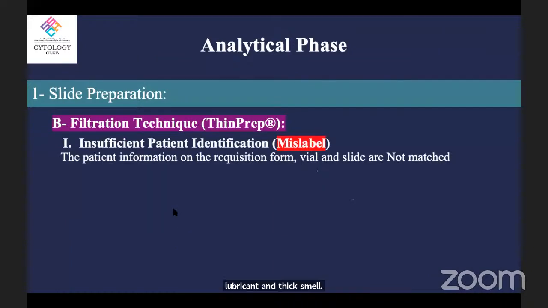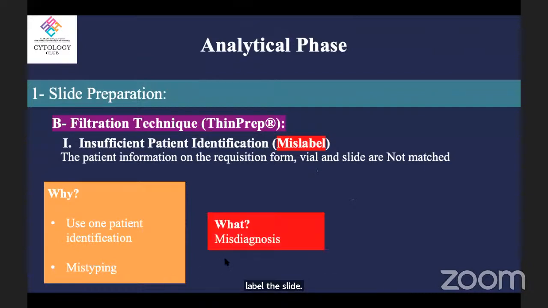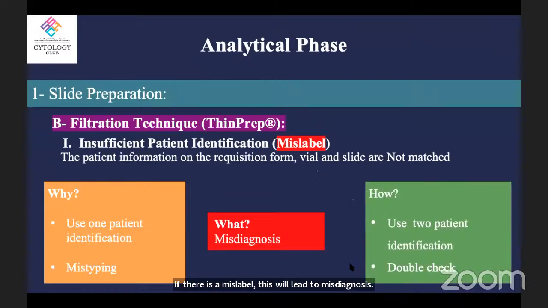So let's start with insufficient patient identification, where the information in the requisition form, vial, and slides are not matched. Why is it happening? Because of using one patient identification or mistyping. And this mistype happens when you label the slide. If there is a mislabel, this will lead to misdiagnosis. And how could we avoid it? Usually we must use two patient identifications on the slide, and we always double check the label.